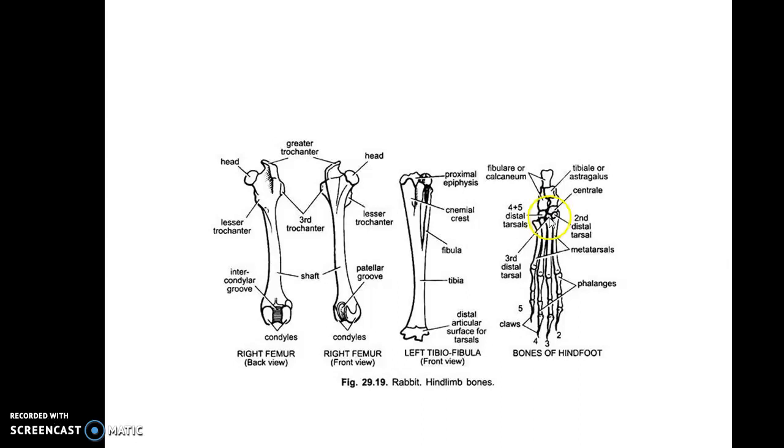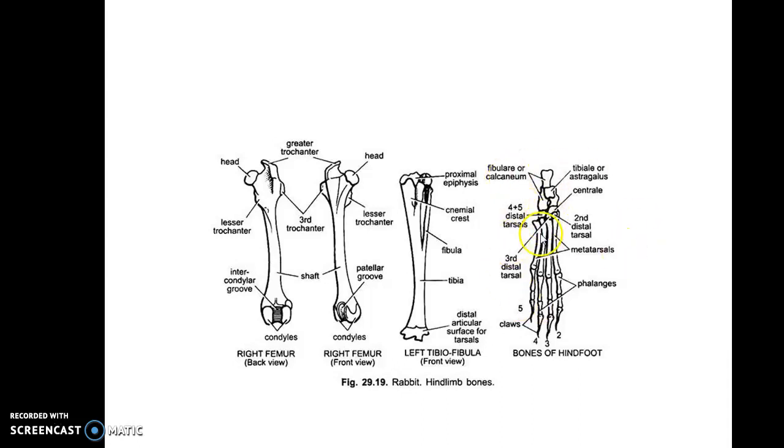Then the distal row has 3 tarsals. Mesocuneiform, ectocuneiform, and cuboid are the different tarsals seen in the distal row. So astragalus and calcaneum are very important, and the calcaneum produces a heel bone. The mesial bone is called navicular. The distal row has mesocuneiform, ectocuneiform, and cuboid.